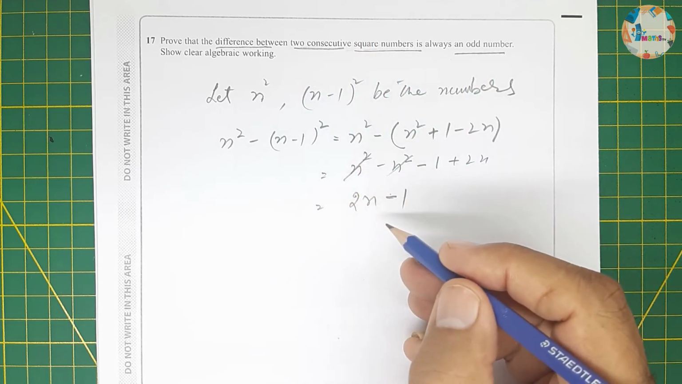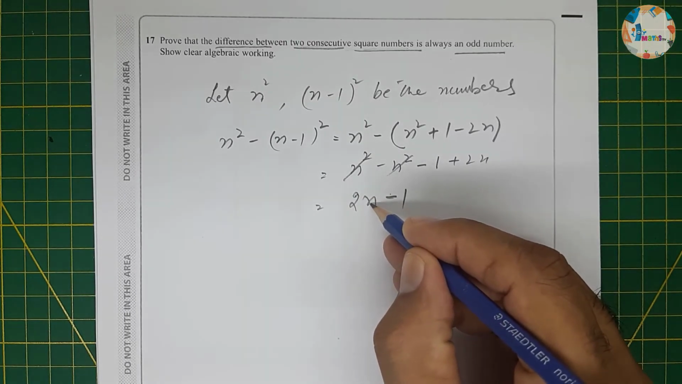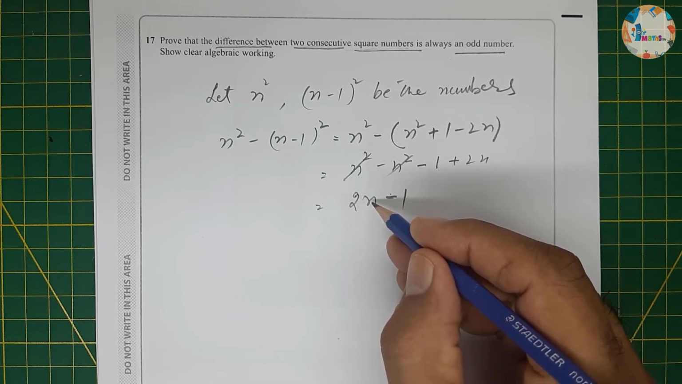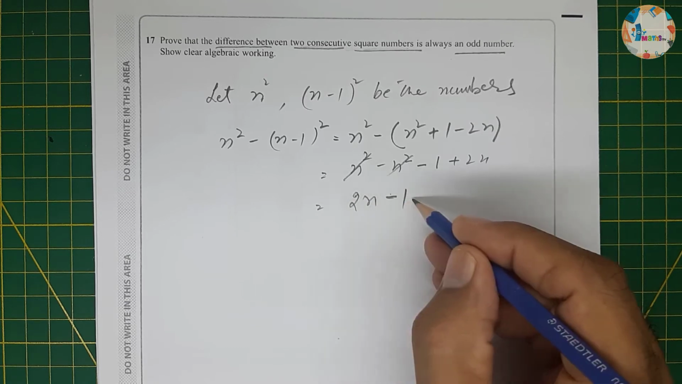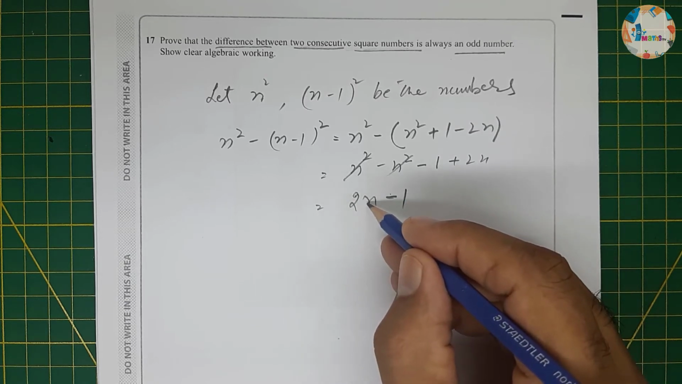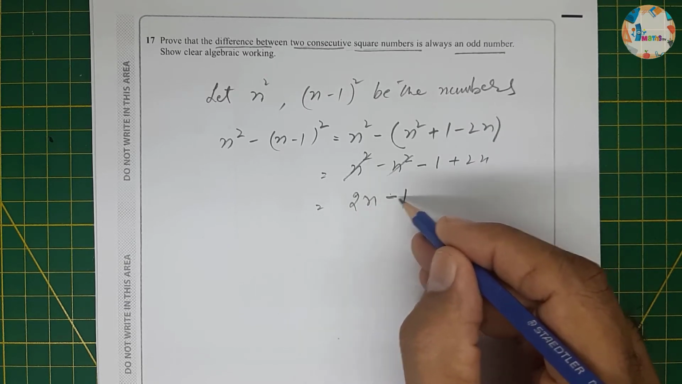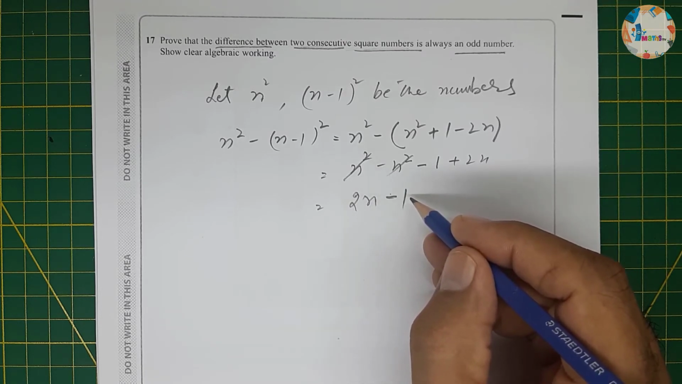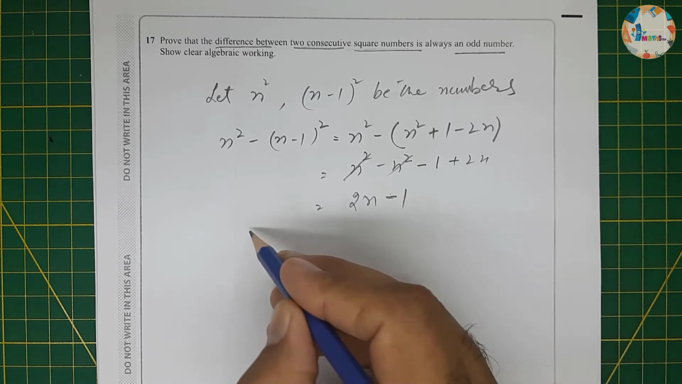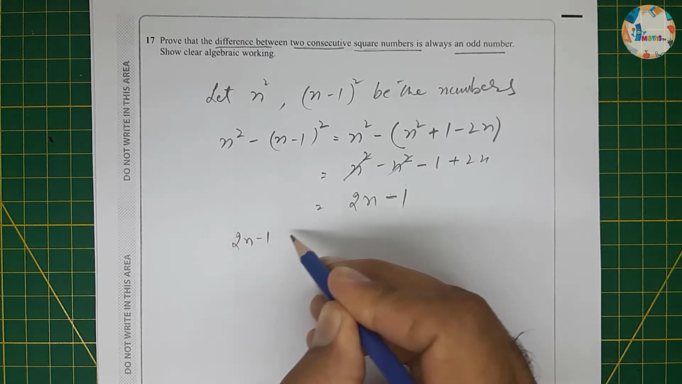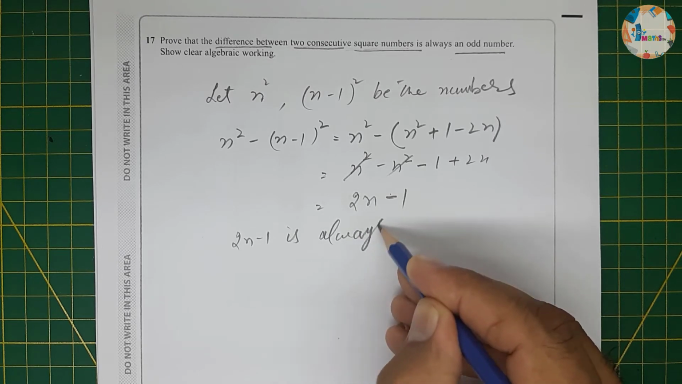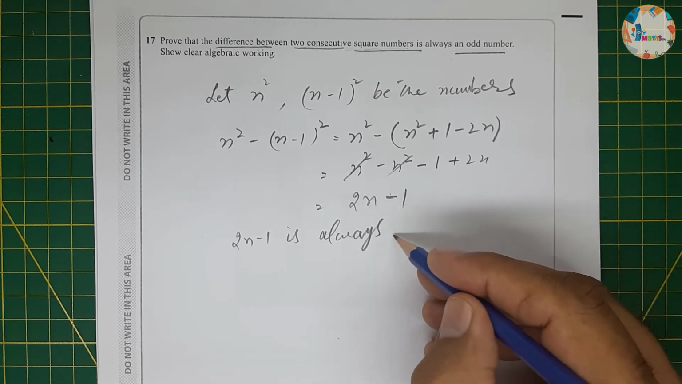So to multiply by any even number or odd number. If n is equal to, for example, 2, it will be 4. 4 minus 1 will be 3. And if we take n is equal to 3, this will be 6 minus 1. So 6 minus 1 is 5. So in any case, we will get an odd number. So 2n minus 1 is always an odd number.